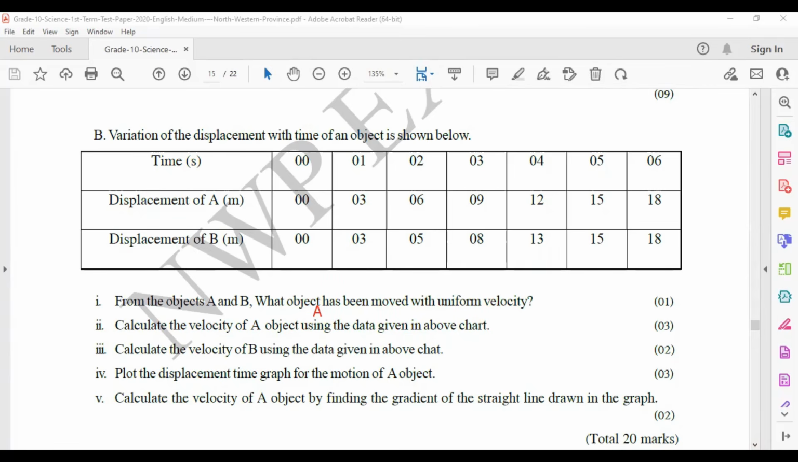Next one. Calculate the velocity of object A using the data given in the above chart. The velocity of A can be found by dividing the displacement by the time taken. Displacement is 18 meters. The time is 6 seconds. So the answer is 3 ms⁻¹.